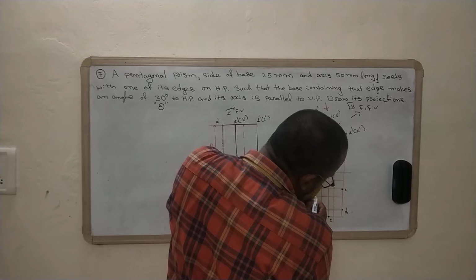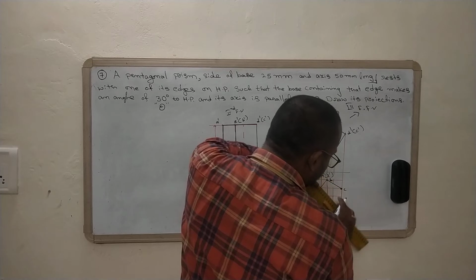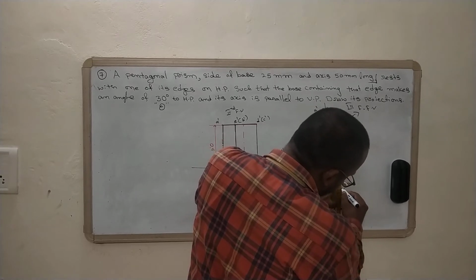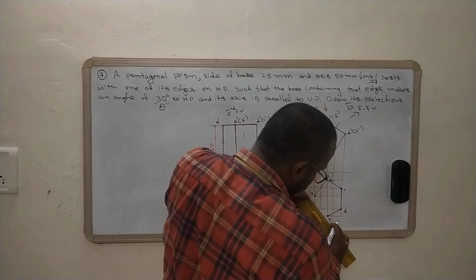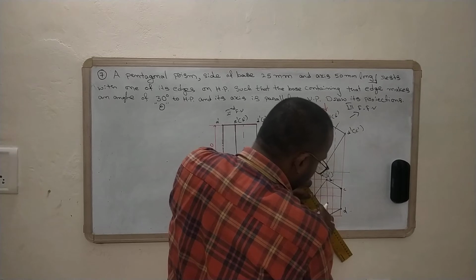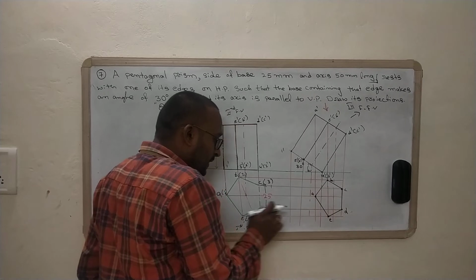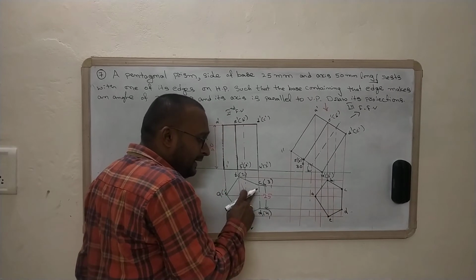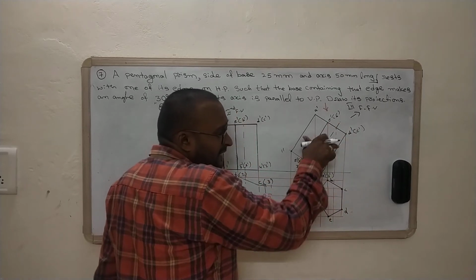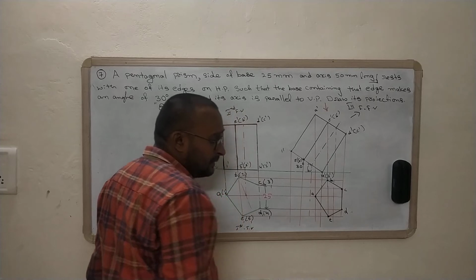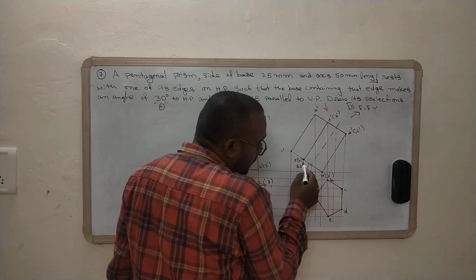Now we need to combine all of them with continuous thick lines: AB, BC, CD, DE, EA. Right? So this is the pentagonal reduced shape of that particular pentagon. Because here it is a completely true shape of the given pentagon, but here it is about 30 degrees to the ground, so we will get the reduced shape of that pentagonal shape, and then we need to draw that particular bottom view.